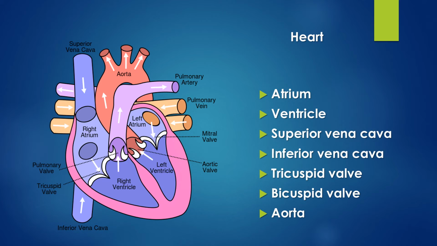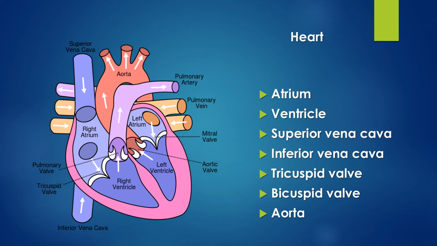In humans, the heart is about the size of a clenched fist. It is divided into 4 chambers, 2 atria and 2 ventricles. There is 1 atrium and 1 ventricle on the right side and one atrium and one ventricle on the left side.